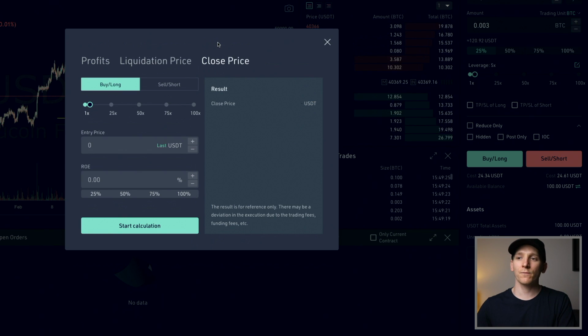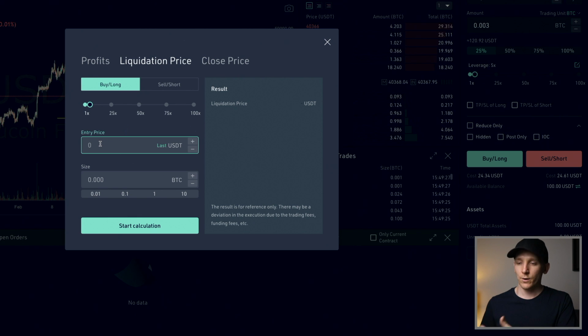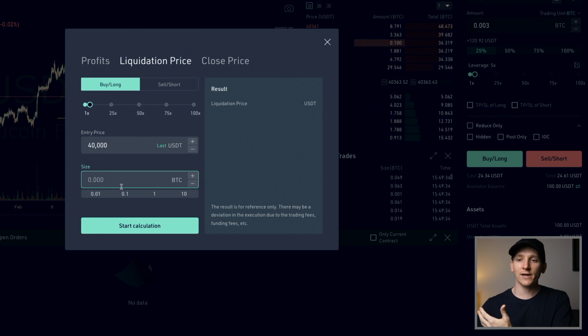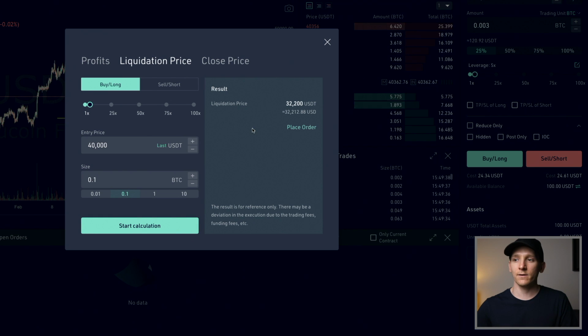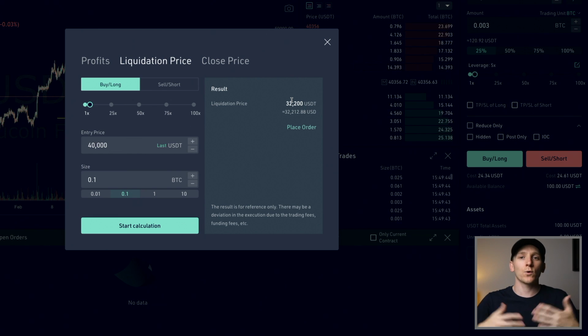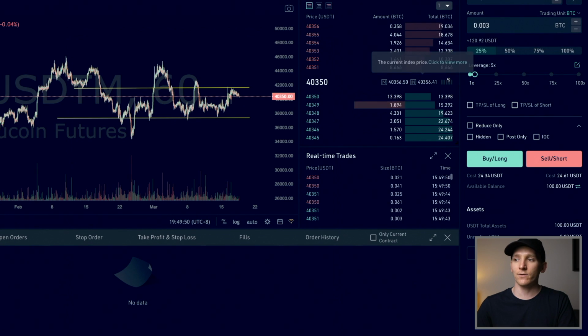But you can see the close price or the liquidation price. You can go through and play with these. Liquidation price, for example, if you go with 5x leverage, your entry price is 40,000, and then the trade moves against you, so it starts going down. Let's say you trade 0.1 BTC, your liquidation price would be 32,200. At that point, if the price got down there, basically KuCoin would liquidate your position and you'd be out. So good to know this before you actually get into some trades.